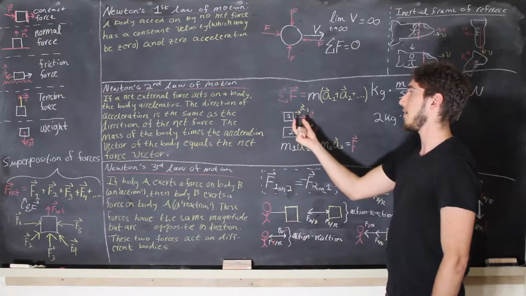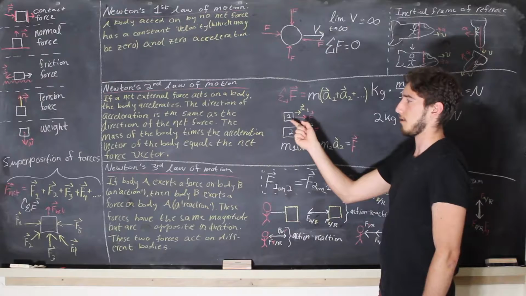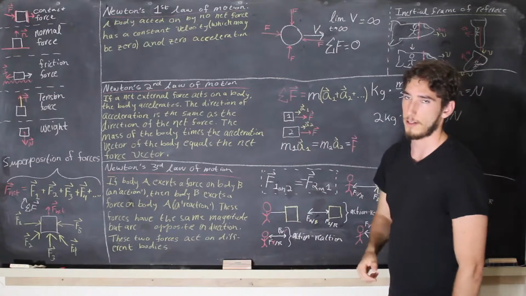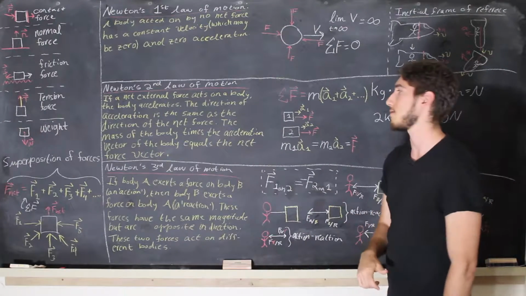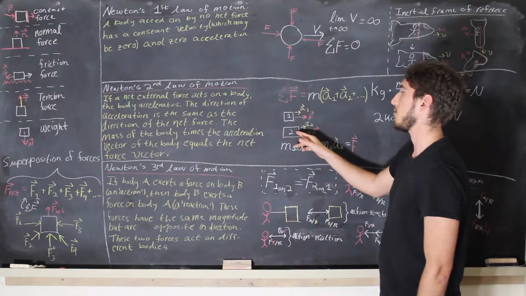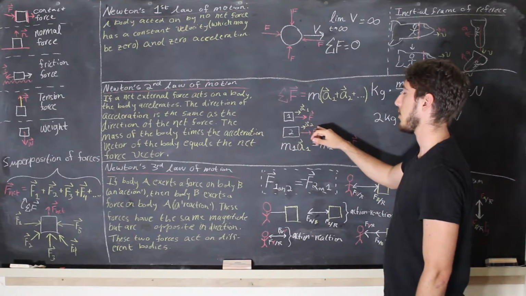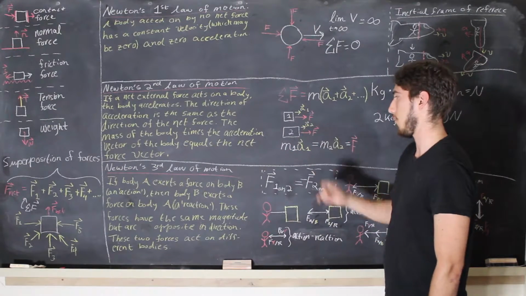For example, if there's a box, let's say box 1, and I exert a force on it, then I will give it a certain acceleration which is proportional to the force. If I exert a force on box 2, the same force, then I'm going to give that box an acceleration proportional to the force.